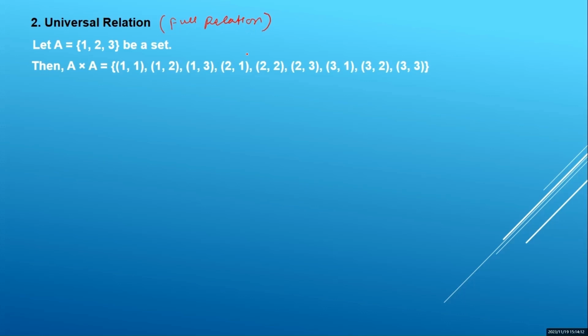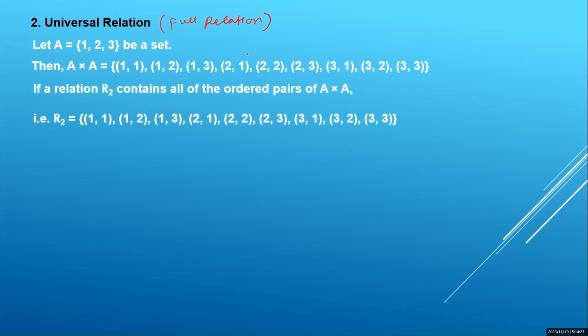The next type of relation is universal relation, or this universal relation is also known as full relation. Universal relation, also called full relation. Let's take an example for this also. Let set A equal {1, 2, 3}, then the Cartesian product will be the same again. There are 9 elements in the Cartesian product.